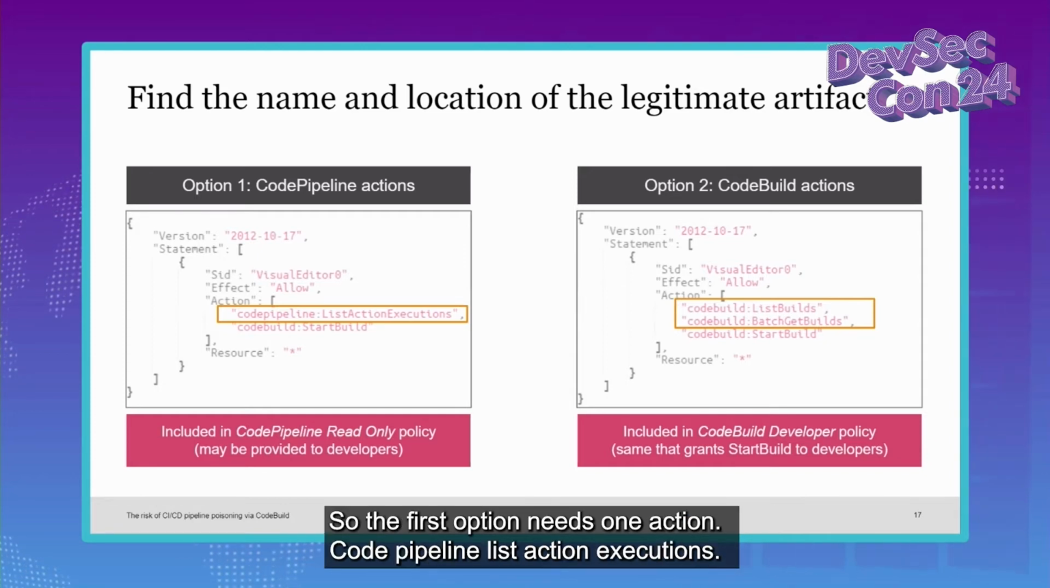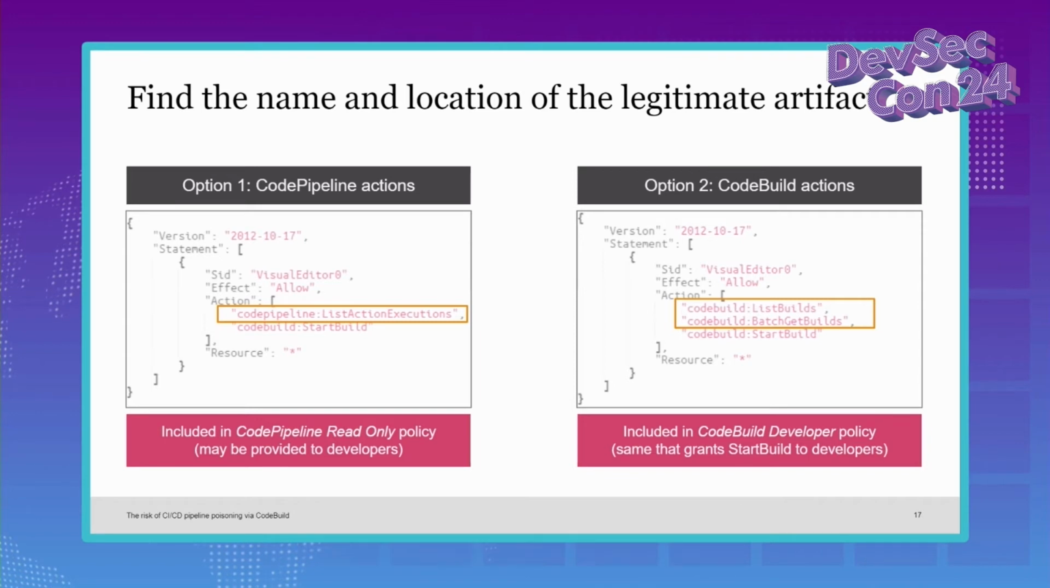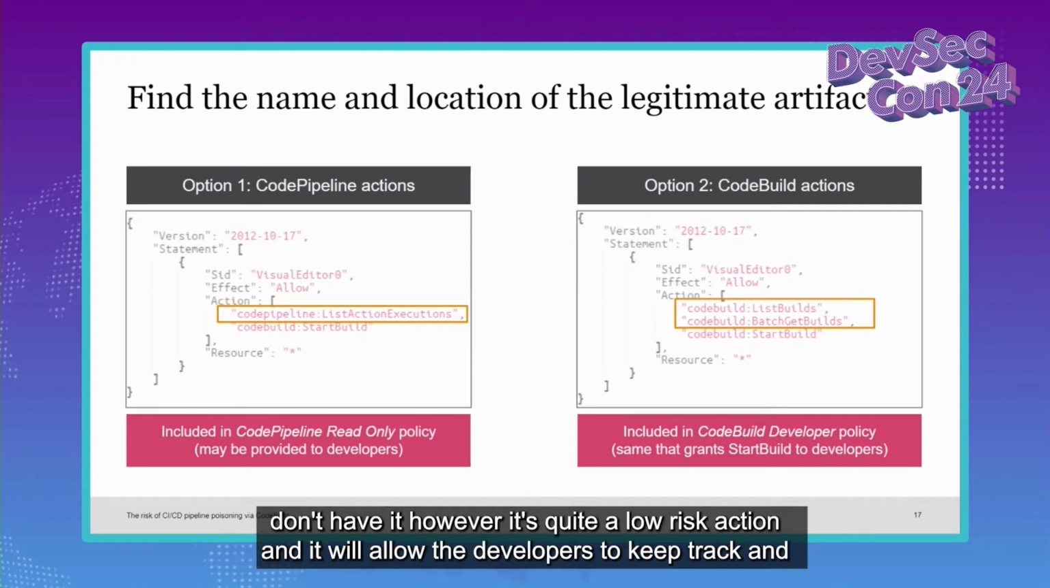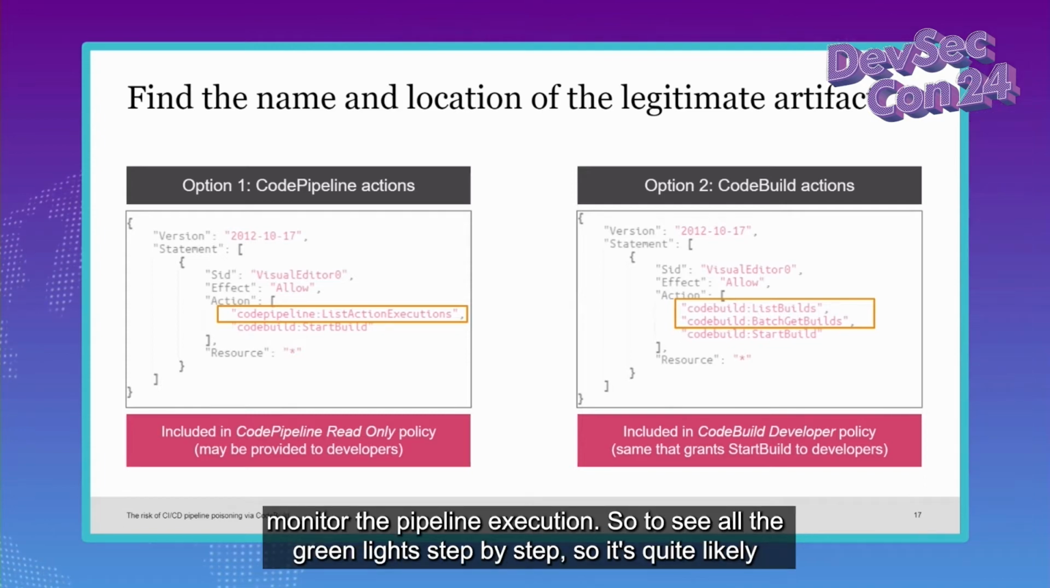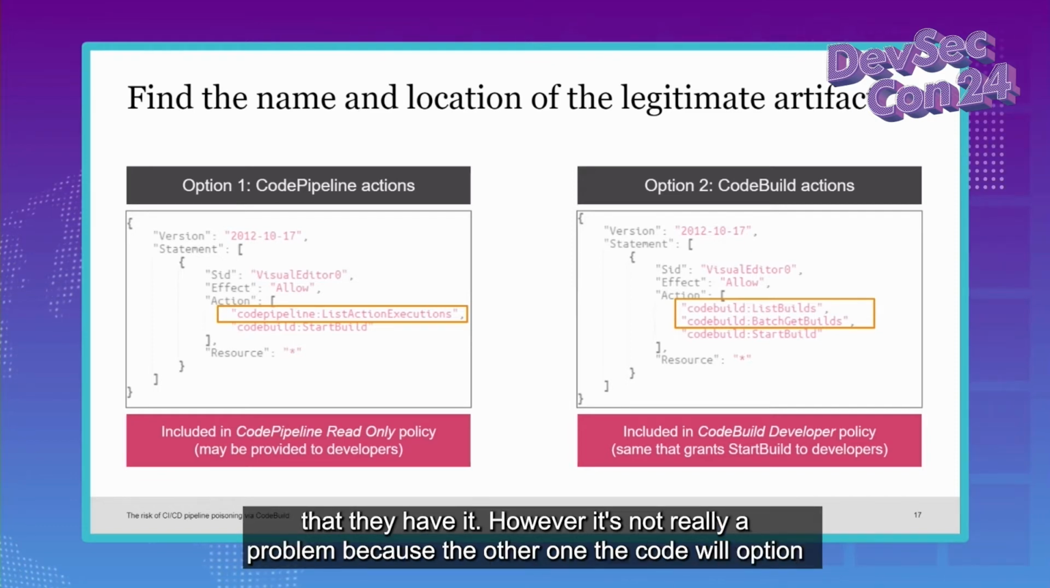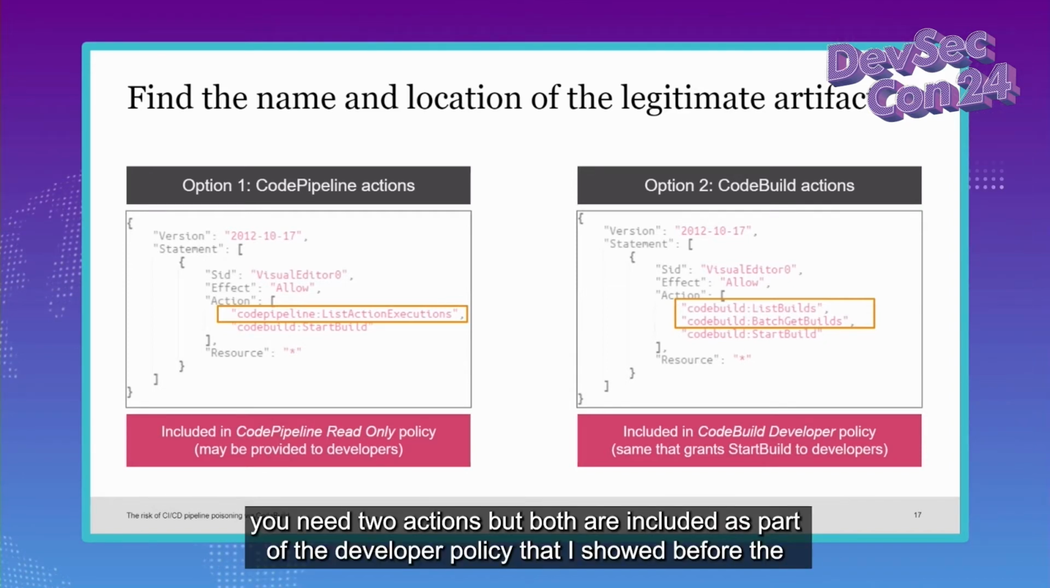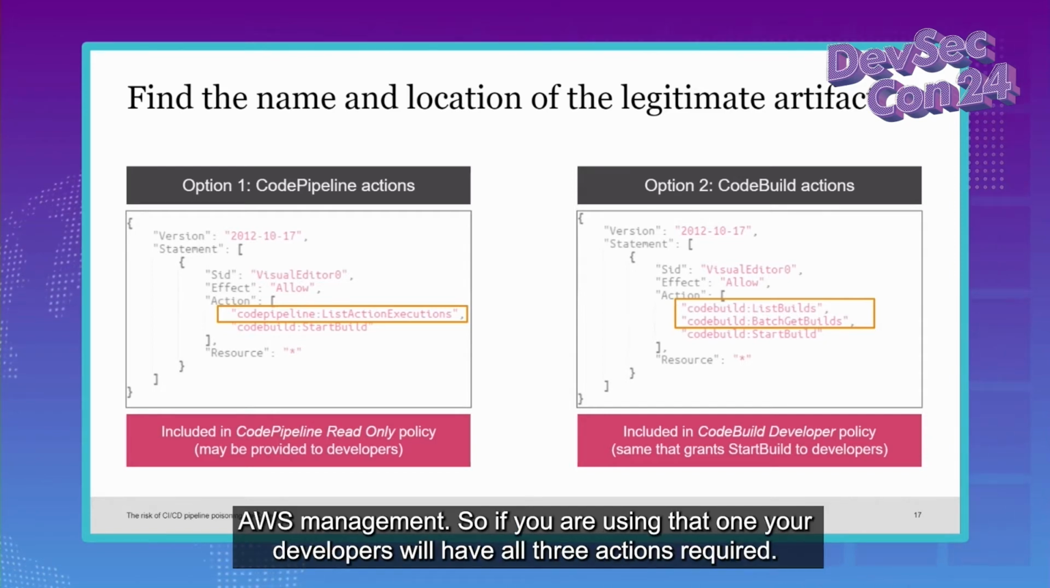So the first option needs one action, CodePipeline list action executions. And this one is not included as part of the CodeBuild policy. So it can be that your developers don't have it. However, it's quite a low risk action, and it will allow the developers to keep track and monitor the pipeline execution. So to see all the green lights step by step. So it's quite likely that they have it. However, it's not really a problem because the other one, the CodeBuild option, you need two actions, but both are included as part of the developer policy that I showed before, the AWS Managed one. So if you are using that one, your developers will have all three actions required.